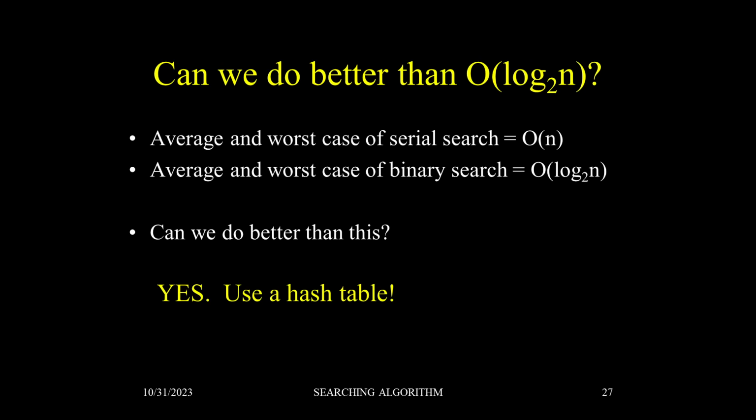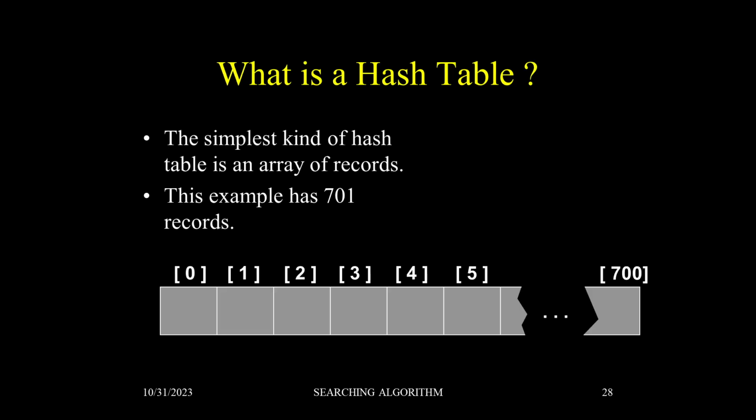Then can you do better than order of log n base 2? Average and worst cases of serial search are order of n, and average and worst case of binary search is order of log n base 2. And can we do better than that? Yes, using a hash table we can do better.